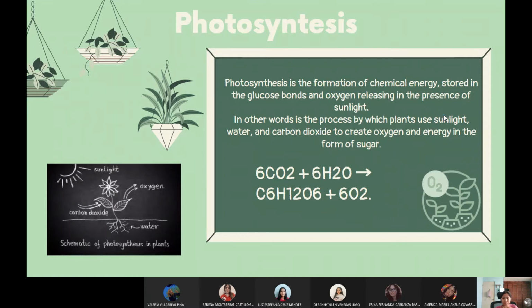First, we're going to talk about photosynthesis. Photosynthesis is the formation of chemical energy stored in the glucose bonds and oxygen released in the presence of sunlight. In other words, it's the process by which plants use sunlight, water, and carbon dioxide to create oxygen and energy in the form of sugar. Here we have the formula.